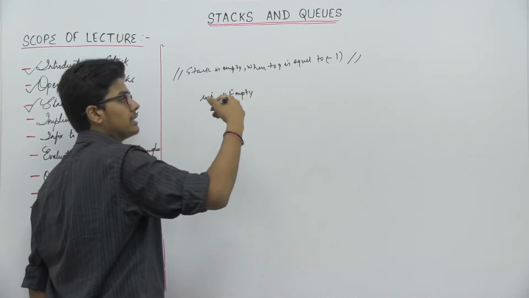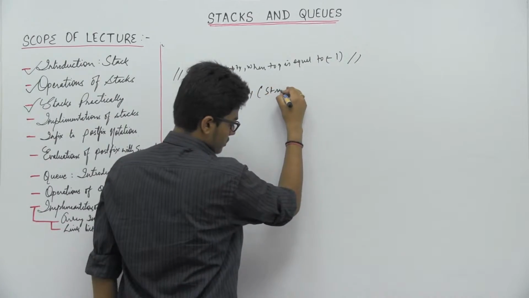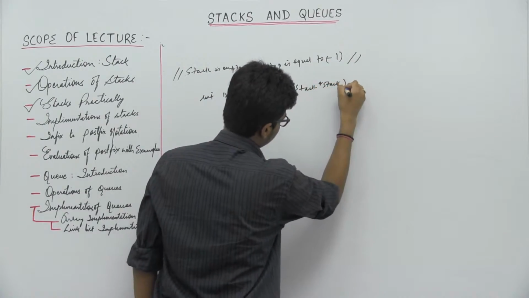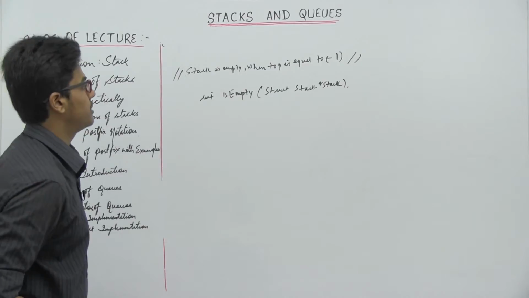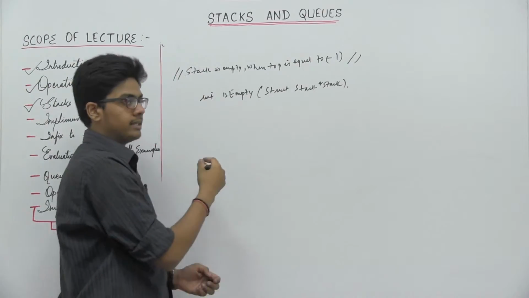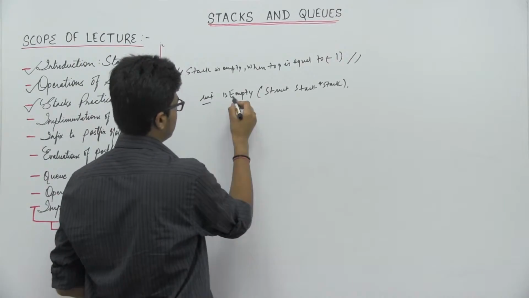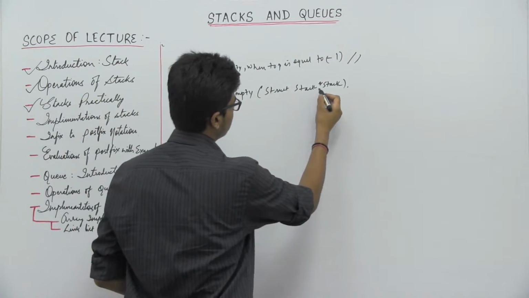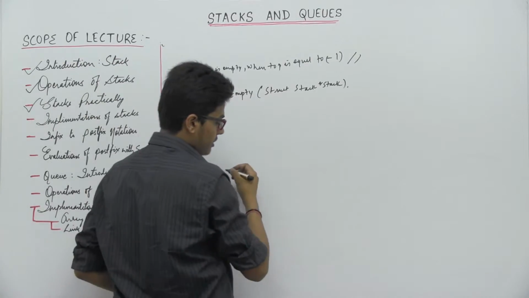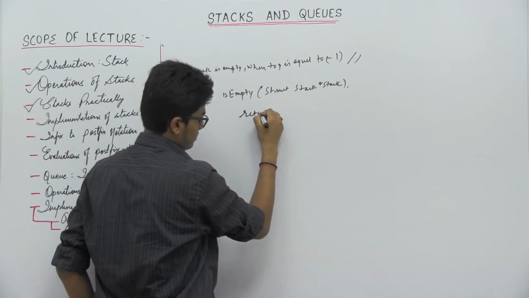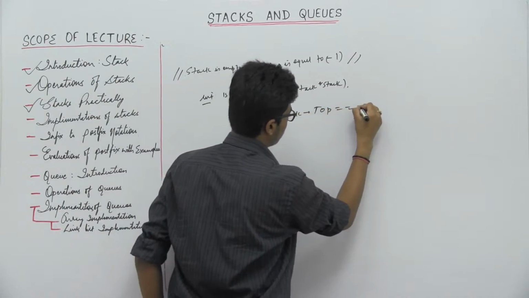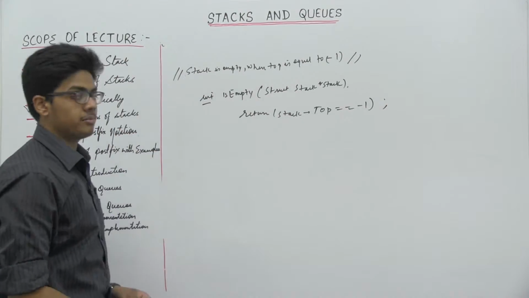Similar cases happen here, that struct stack is empty operations. Inside this structure we define int is empty, struct stack pointer stack. It is defined in a different form. Return stack top equal to minus 1. So it is the final statement of this.